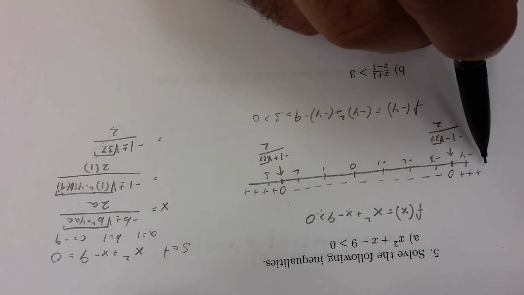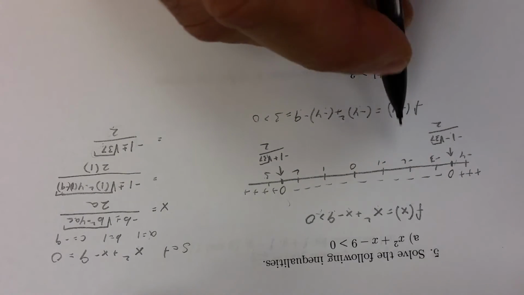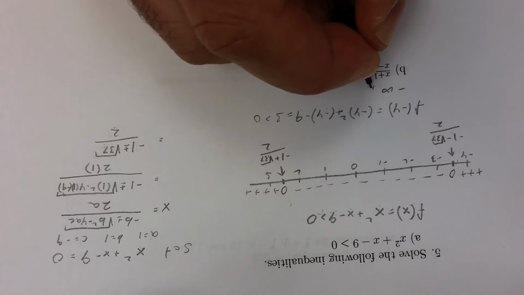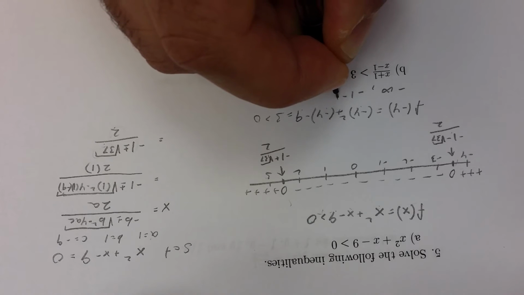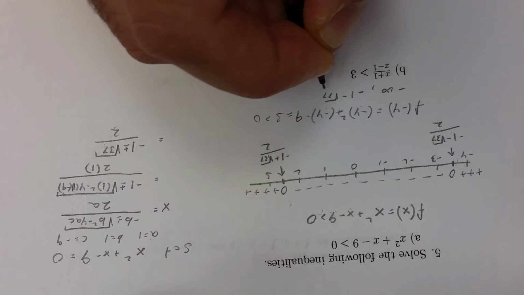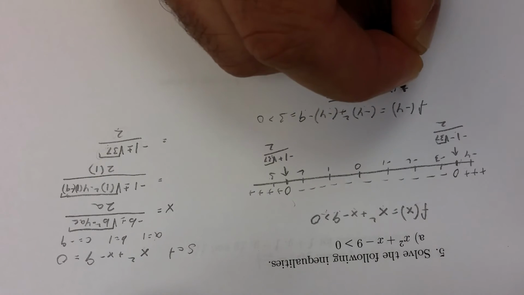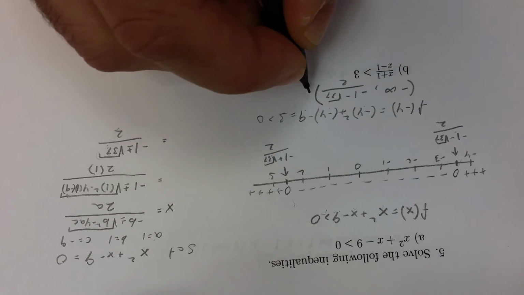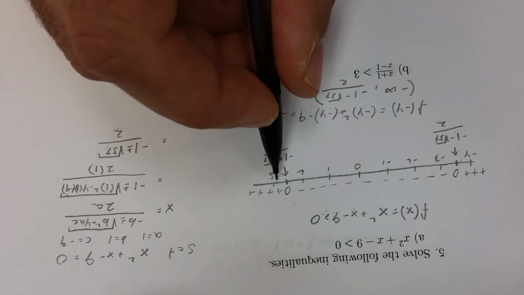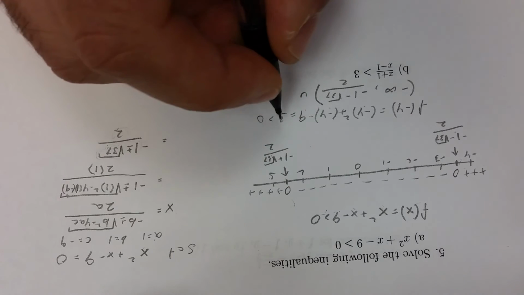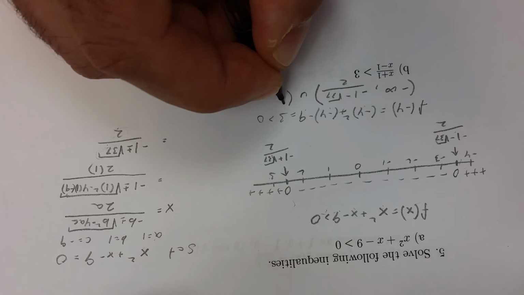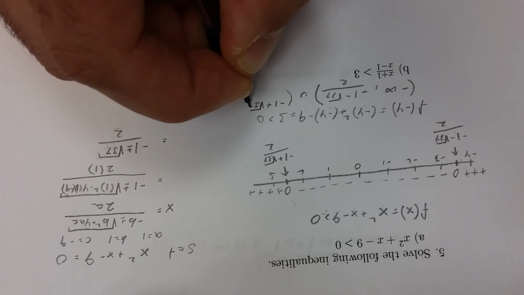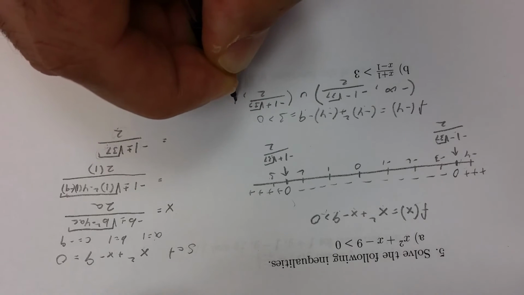So we have plus signs to the left of minus 1 minus root 37 over 2, so that's everything from negative infinity to minus 1 minus root 37 over 2. Don't include the minus 1 minus root 37 over 2, and also everything to the right of minus 1 plus root 37 over 2. So minus 1 plus root 37 over 2 to plus infinity.